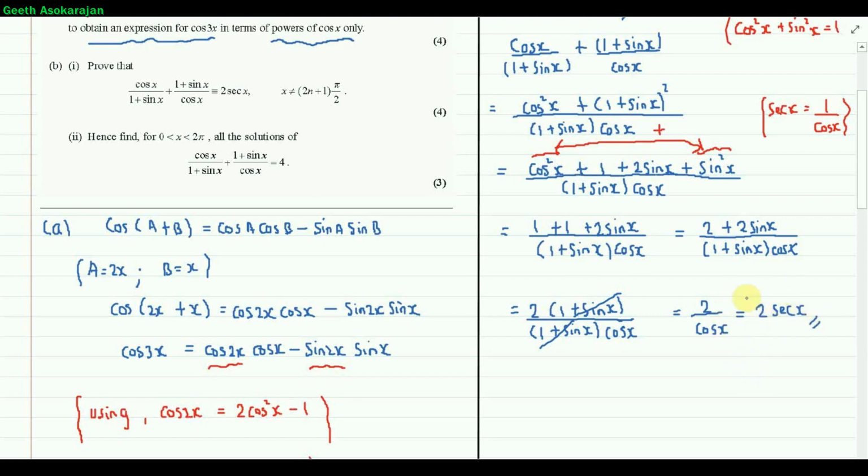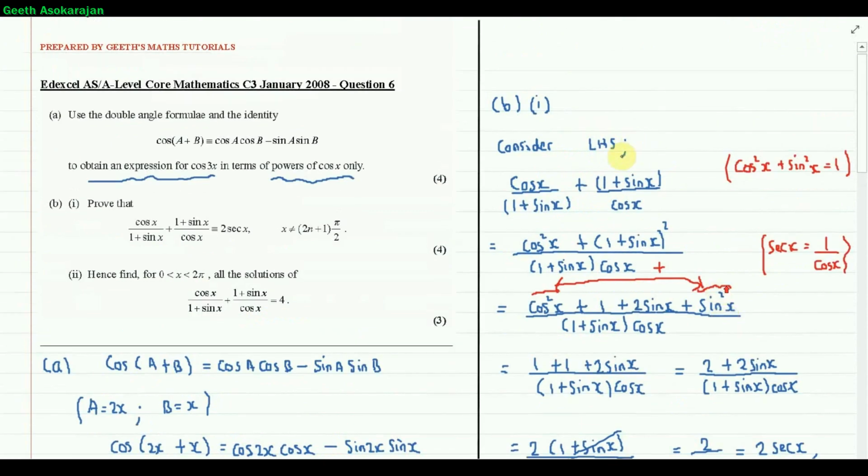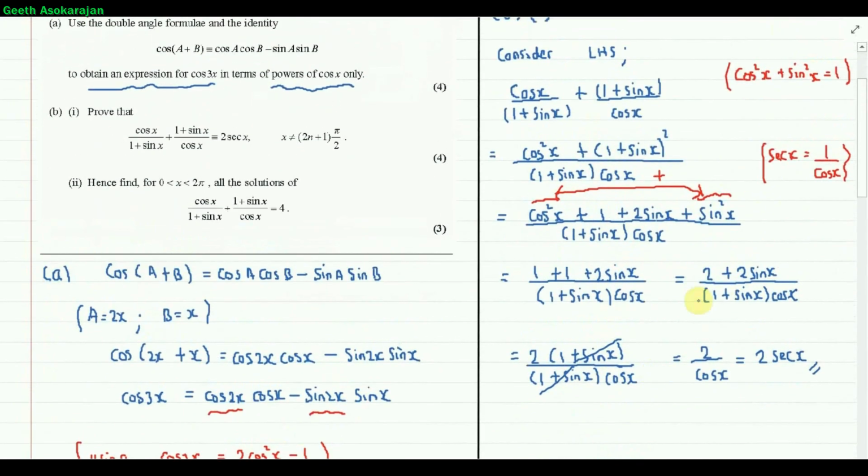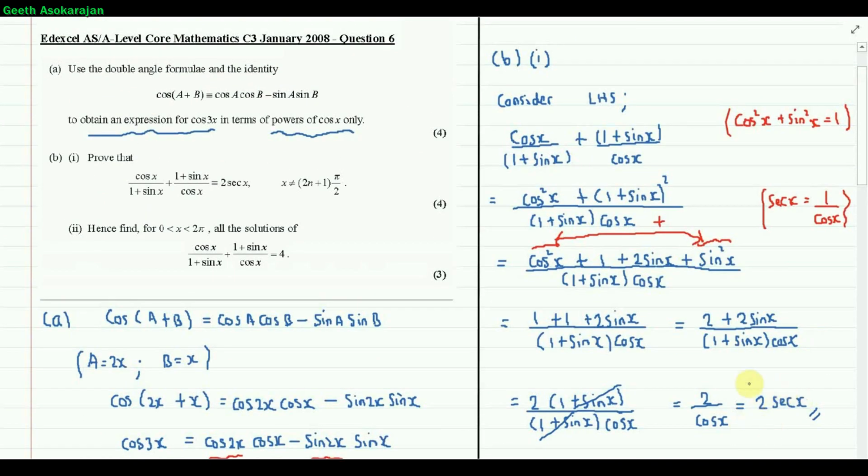So we did indeed prove that when we simplify the left hand side step by step, applying the relevant formulas, we do indeed get 2 sec x, the term on the right. So that completes B part 1. So part A, B part 1 are complete. Let's have a go at part 2 of B.